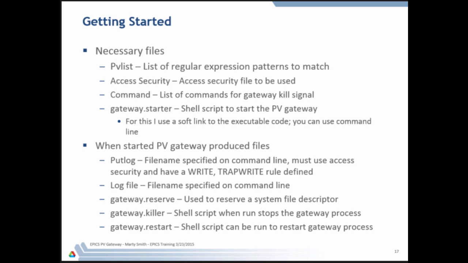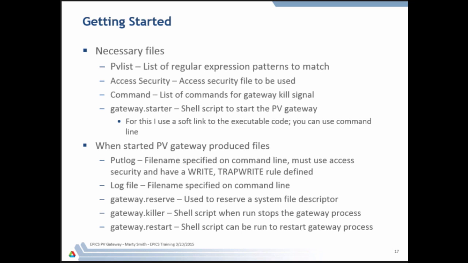So how do we go about getting started? Well, there are some files that you need to have set up ahead of time. You need a PV list file. It's a list of regular expression patterns to match. So when your channel access client makes a channel access request, the gateway looks in this list to see, well, does this PV match any of the patterns that I have? If it does, then it can go ahead and issue a channel access search request on the other side of the gateway.